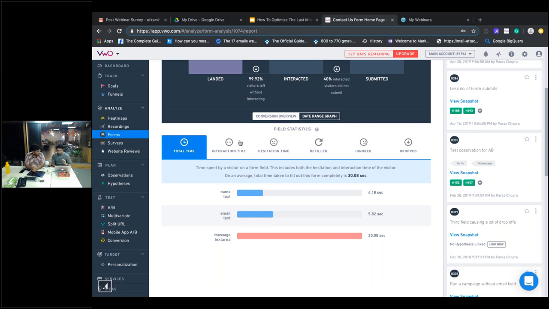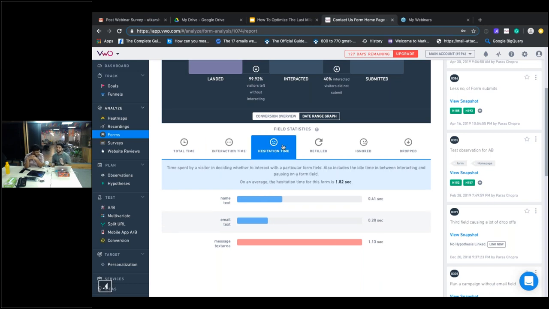Now, another insight which the form analysis provides you is the interaction time, in terms of when somebody clicks on that field and actually completes it. So there are two types of time: there's an impression on that field, and the other is that the person has actually clicked, brought their cursor down to that point, and then spent that time. Now, third is the hesitation time. Hesitation time is calculated on the basis of whether you start writing something in a field, and then you delete it, and you start writing it again.